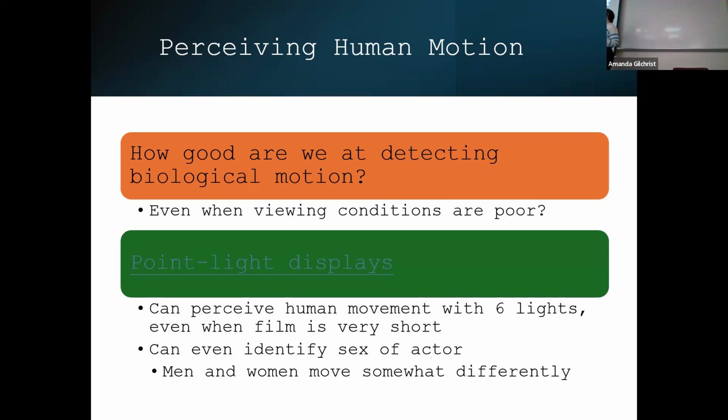And that's even true when the film is short, very similar to some of the films that we saw. We can identify the sex of the actor there. Although I think gender might be a little bit more critical here than sex, but what we know is that based on the build of a person, generally people who are assigned female at birth walk very differently than people who are assigned male at birth.